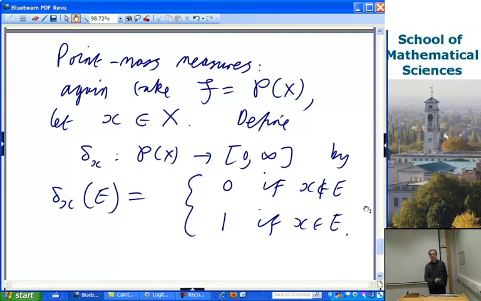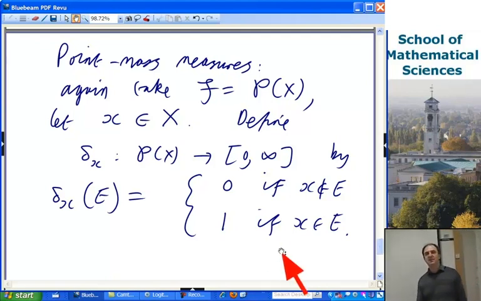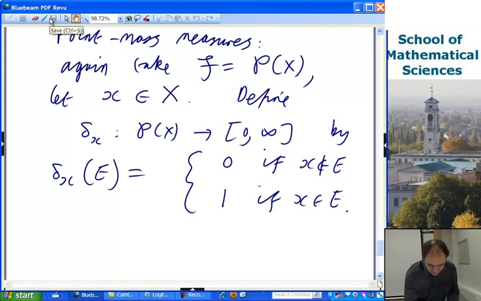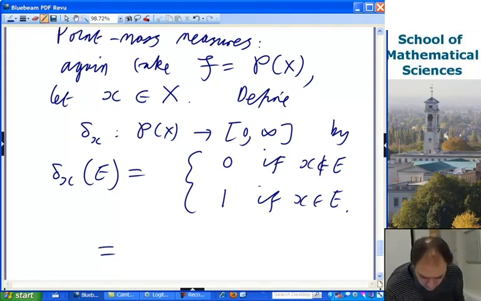Which gives you evaluation at x. But what I really wanted to ask about was this formula here. Forget about the notation delta x for the moment. This value here, 0 if x is not in E and 1 if x is in E, should look familiar. It should look like something else. What does it look like and what's the difference? The characteristic function of E. That's right. This looks like the characteristic function of E. And so, in fact, this is equal to the characteristic function of E evaluated at x.